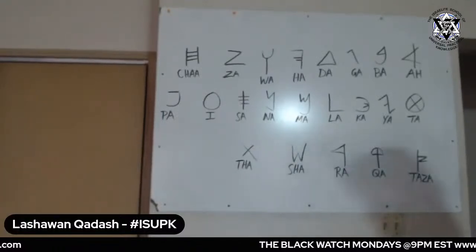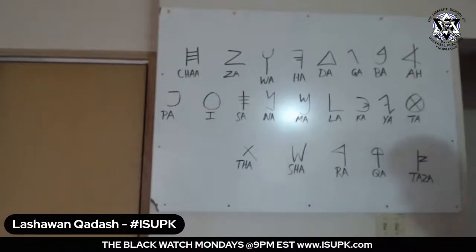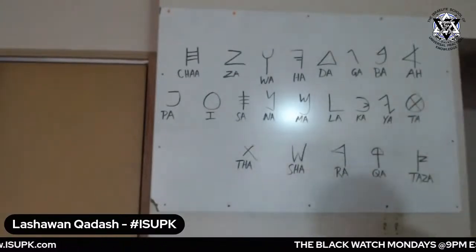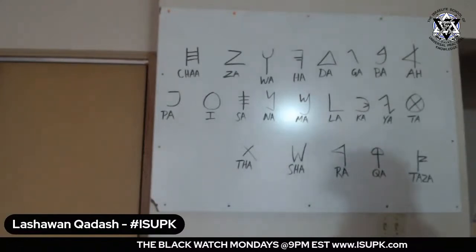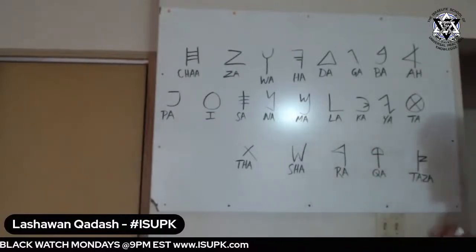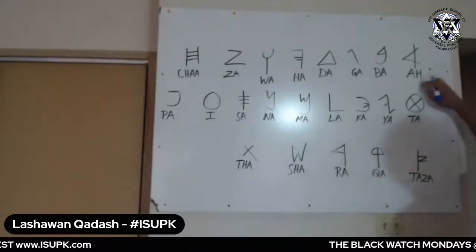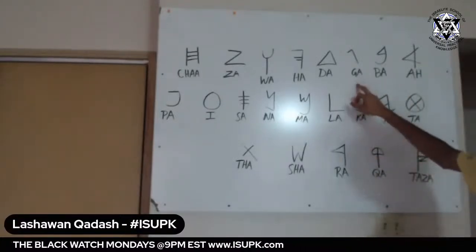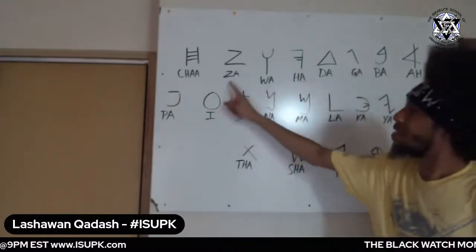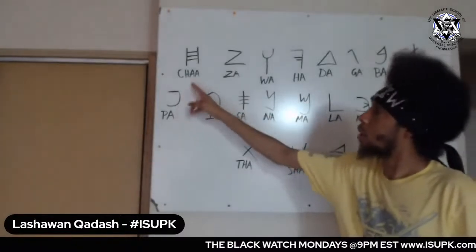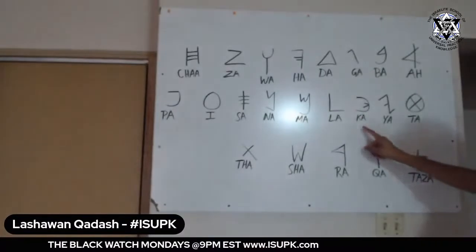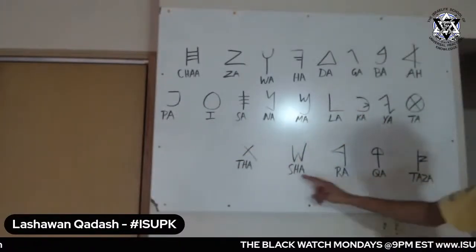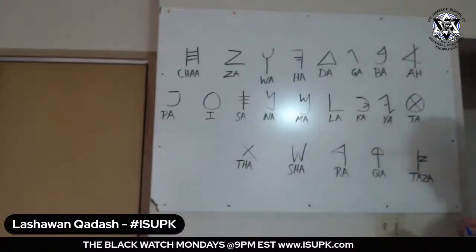I'm going to write it in different colors so people can see. So right here, starting from the right: ba, ga, da, ha, wa, za, kh. It's not ch, it's kh. Ta, ya, ka, la, ma, na, sa, I, pa, tza, qua, ra, sha, tha. That's how you would say it.